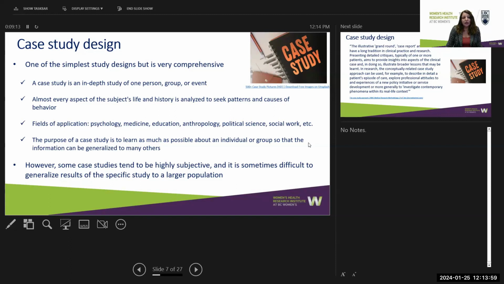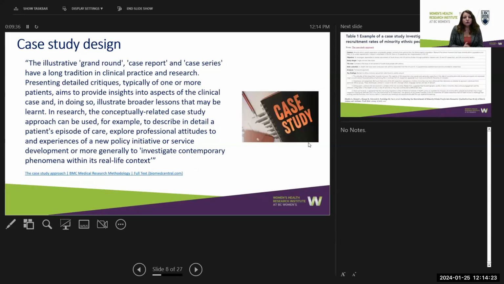However, some of the case studies tend to be highly subjective, and it's usually very hard to generalize directly to the larger population, but they can be very interesting as a starting point to understand where we want to go further to investigate maybe a larger group. So this is basically, I put down in blue, the references for the paper I took the information from. I think the paper from BMC Medical Research Methodology has a very good description of what a case study is.